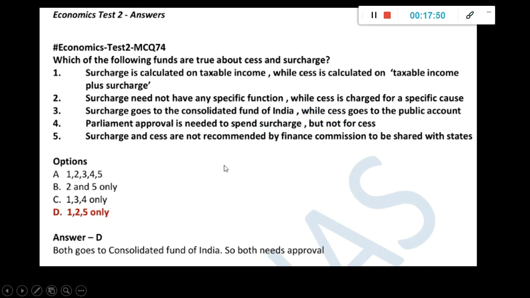It's a very basic of how tax is collected, how it is charged and how it is used. Okay, cess, like Krishi Kalyan cess or Swachh Bharat cess, is for a purpose, but surcharge is not like that.